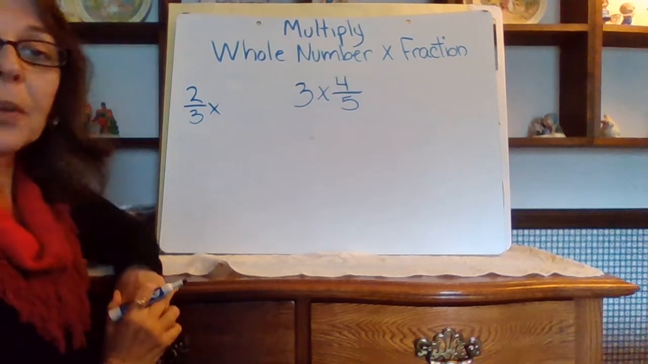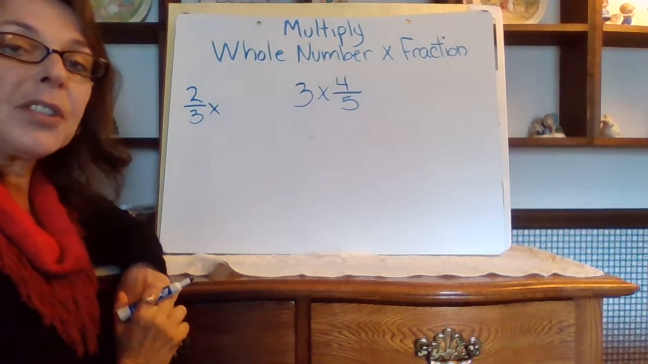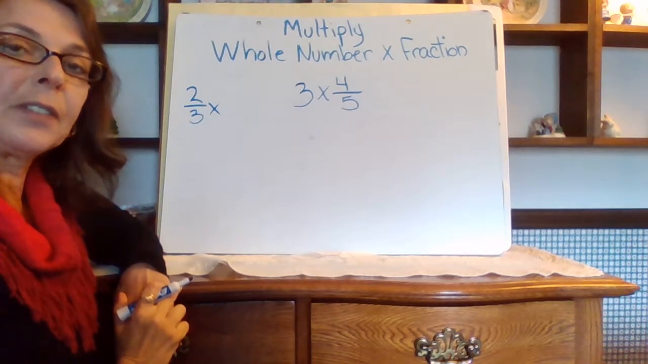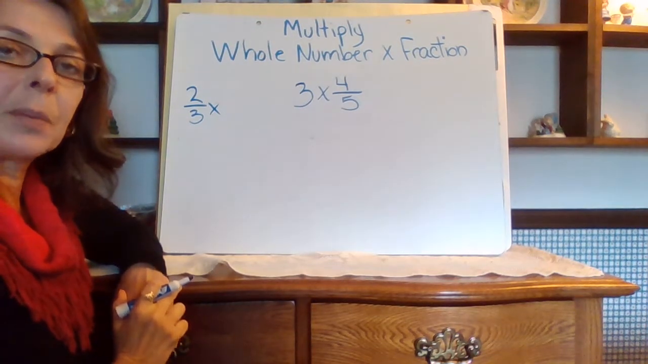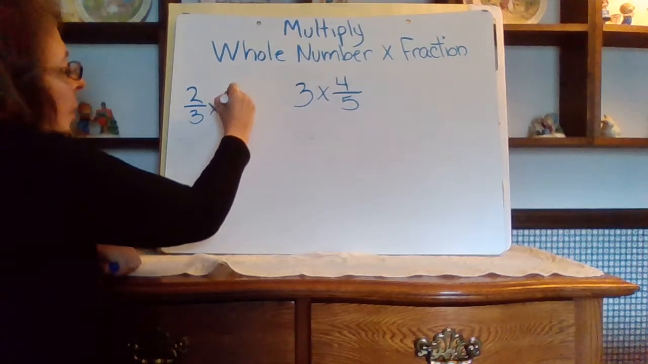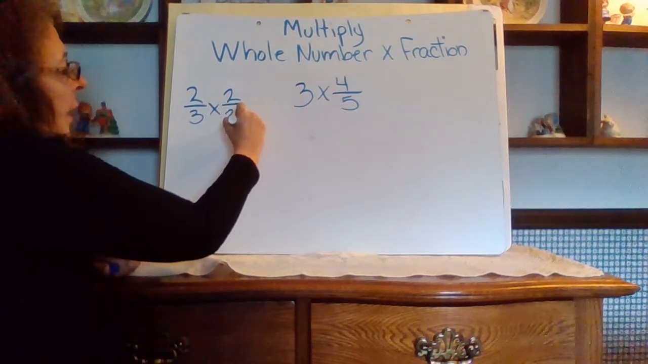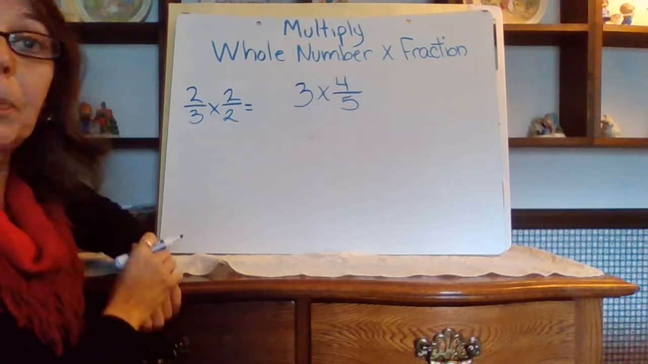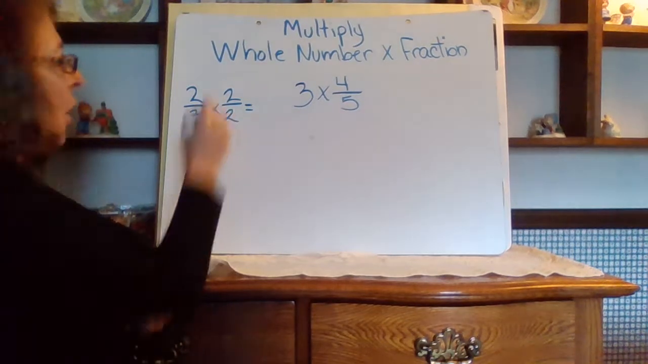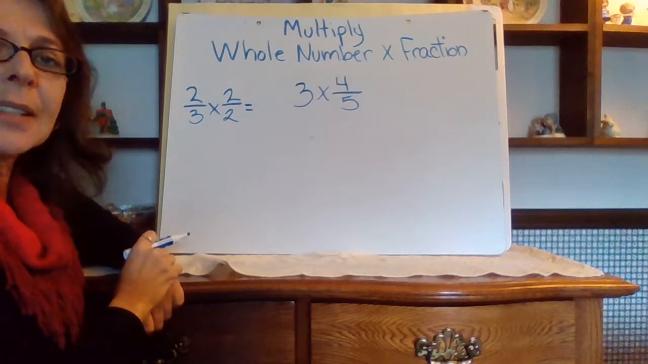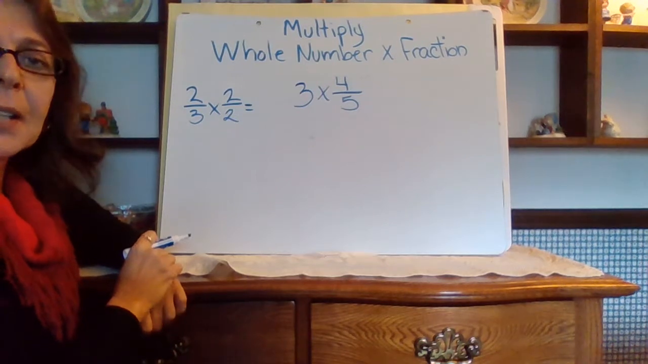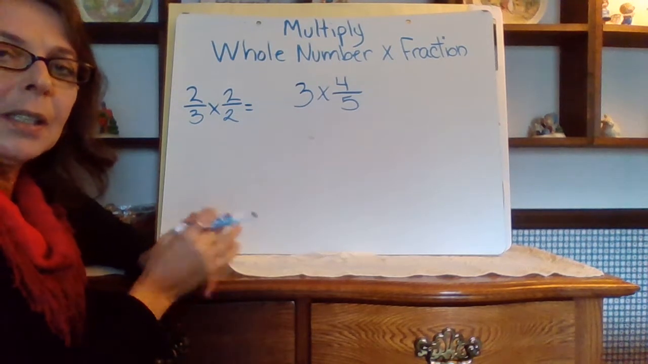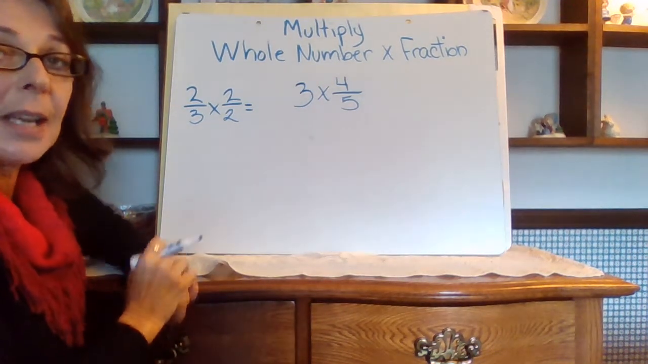So I'm going to start with my fraction 2/3. Do you remember when we were making equivalent fractions, we picked a number and we multiplied our numerator and our denominator by that same number, right? 2/2, because we know that's equal to 1. And anytime we multiply a number times 1, it's equal to the same number.